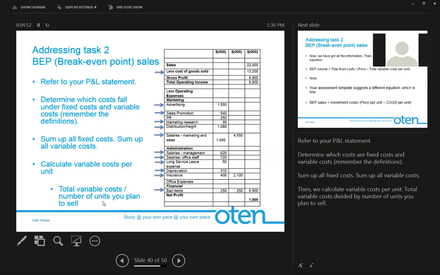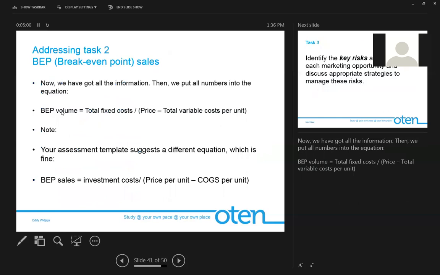Now, at this point of time, you've got all the numbers. You've got the fixed cost, you've got the price, you've got the volume, you've got the total variable cost per unit. Okay? So you can put all the numbers into the equation. Now, please note that the assessment template is just a different equation, which is fine. That's the equation that you use, costs per unit. I personally prefer to use the variable cost per unit because probably not all variable costs have been included in the cost. But you can also use that equation in your assessment.